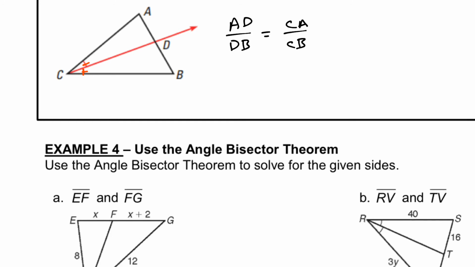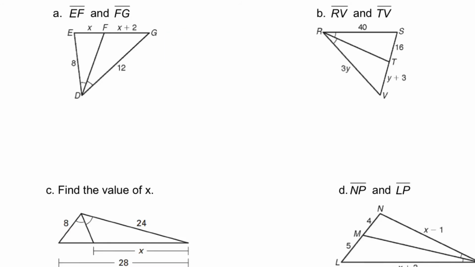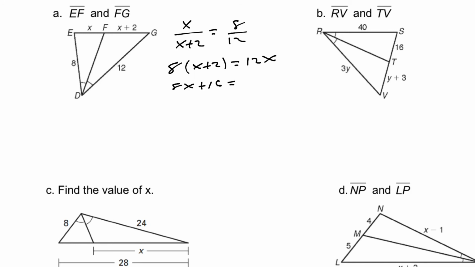So let's go on and do example 4. So here we go in example 4, part A. We're going to set up our proportion. So what we have in this one is x over x plus 2 is going to have to equal 8 over 12. Now let's set our cross products equal. So we're going to have 8 times the quantity x plus 2 is equal to 12 times x. Then let's go ahead and distribute on the left. That gives us 8x plus 16 equals 12x.